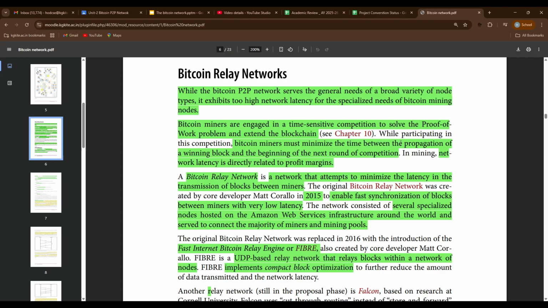So the objective is, the network latency is directly related to profit. If the network is very slow, he is not going to get any profit. If the network is very fast, he is going to get some profit. Okay, so what is this Bitcoin relay network? It's a network which will help to minimize the delay in the transmission of blocks between miners.